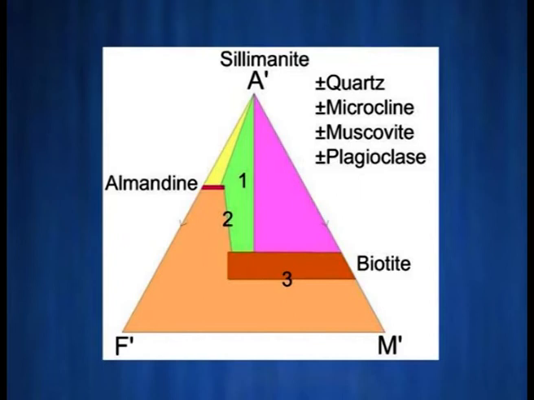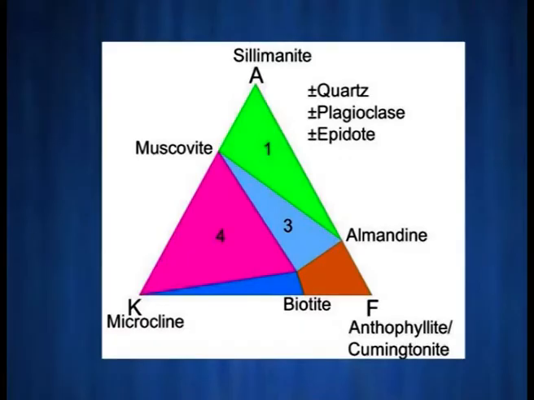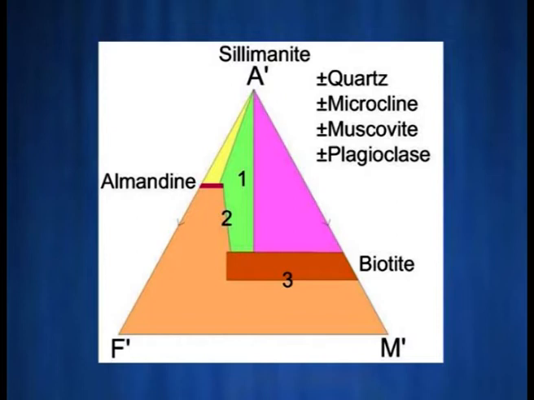Rocks are no more schist. Now, the schists change into gneisses. The assemblages: One is sillimanite, almandine, plus minus muscovite, plus minus microcline, plus minus plagioclase, plus minus quartz, also known as sillimanite almandine gneiss. Second is sillimanite plus minus almandine, plus minus biotite, plus minus muscovite, plus minus microcline, plus minus plagioclase, plus minus quartz, also known as sillimanite almandine biotite gneiss.